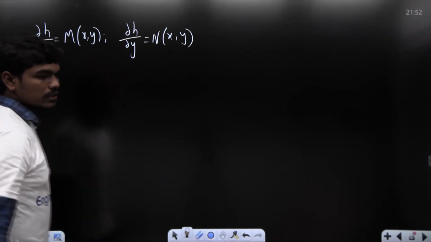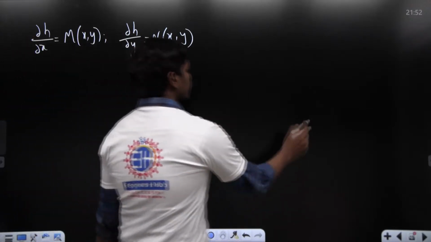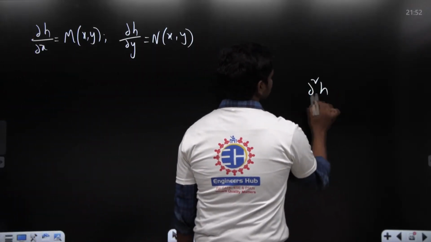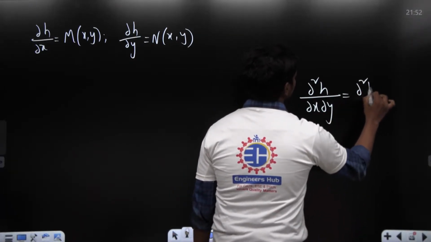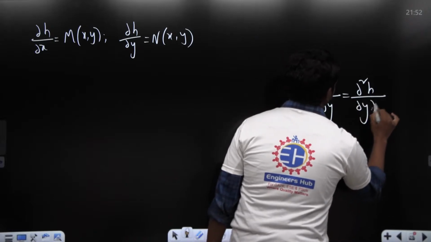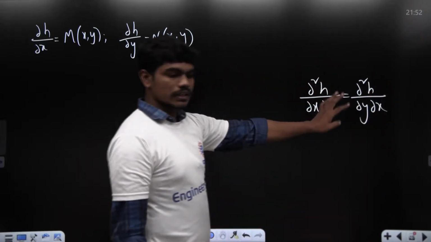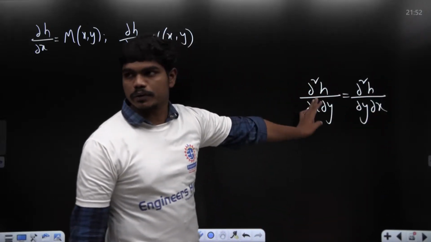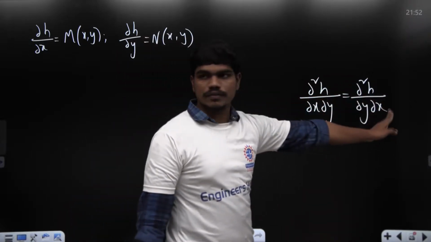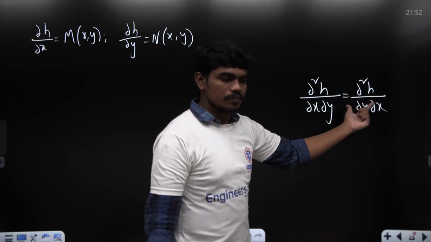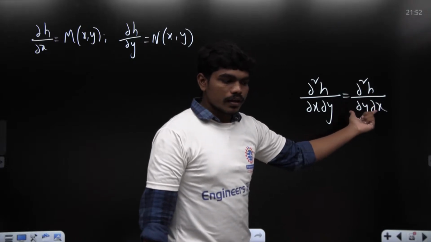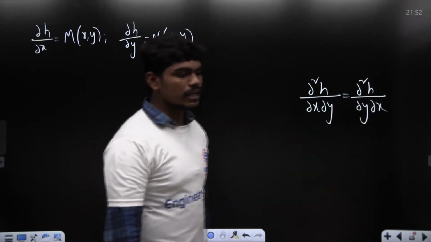If you have this, now see carefully. Whenever h is a function of both x and y, can I say that these two things are equal? Means if I differentiate the function first with respect to y and then with respect to x, or if I differentiate the function first with respect to x and then with respect to y, can I say that these two results are the same? Yes or no? Yes, I can say this.